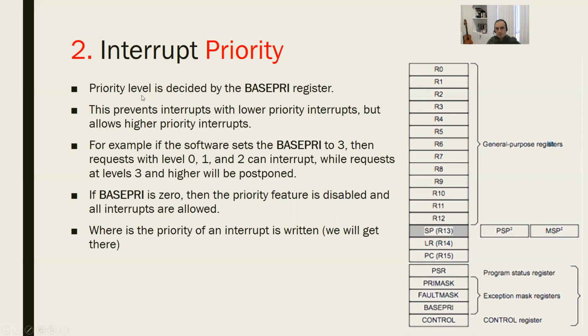The global priority threshold is called the base pri, which is also in the special function registers. So you see, guys, we have a register bank here. We didn't know what these were for. Well, these are for this. Actually, they all have purposes. We will write the base pri, the global priority level, here. This will prevent interrupts with lower priority, but allow higher priority interrupts.